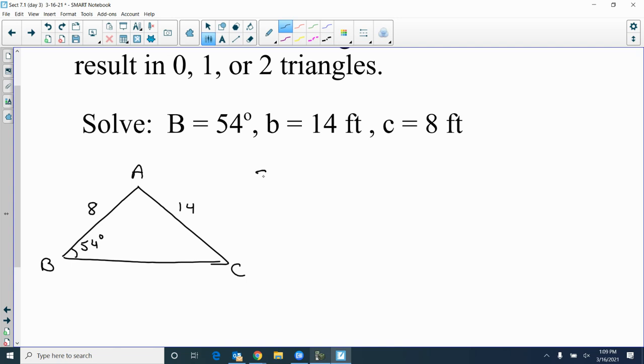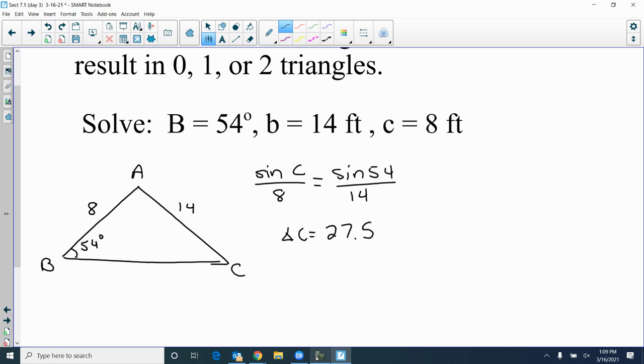And so I get sine of C over 8 equals sine of 54 over 14. Do your work, inverse sine. Catherine, let me know what you get. I got 27.5. All right, 27.5. Do we get one? Do I get a second? Anybody second that? Yes. So 27.5. I at least need to know that.